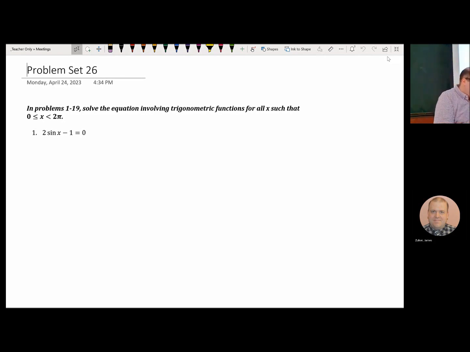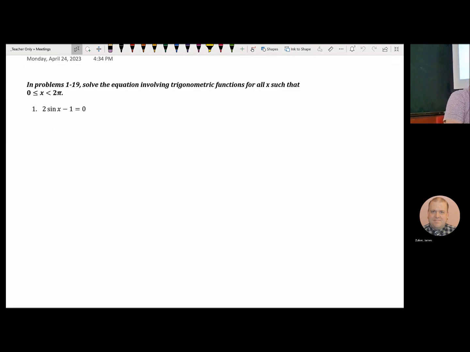Let's start by solving some simple ones. All right, so we look at 2 sine of x minus 1 is equal to 0. The idea is the same. You want to isolate your x. 2 sine x would be 1, which means sine of x is a half.